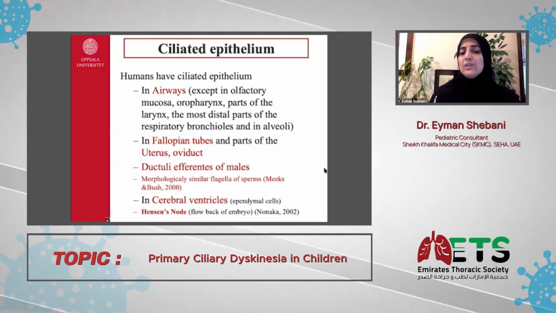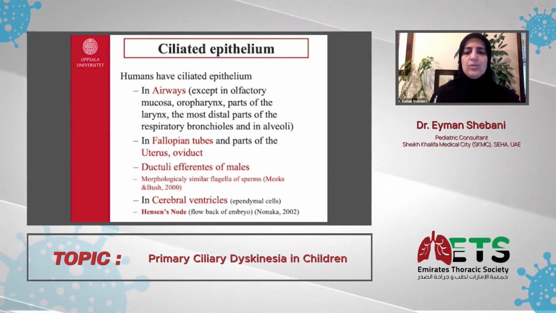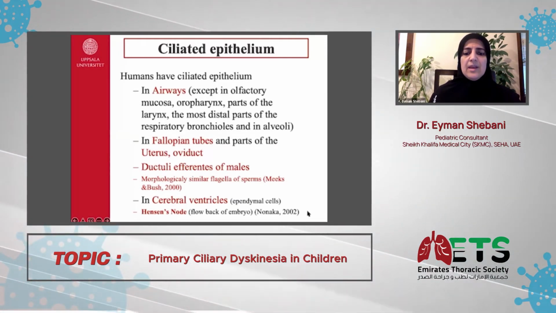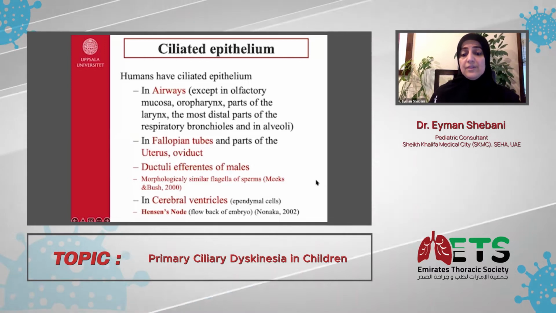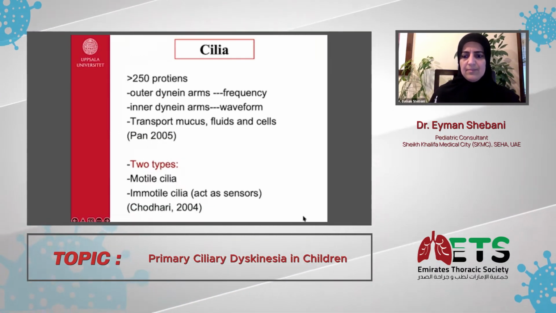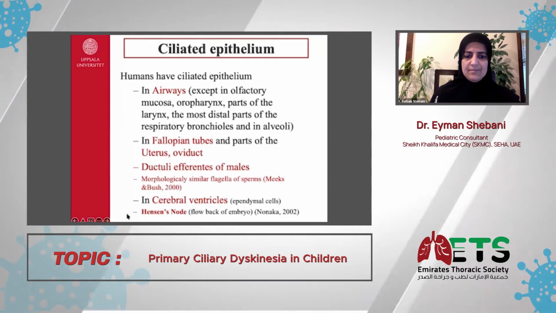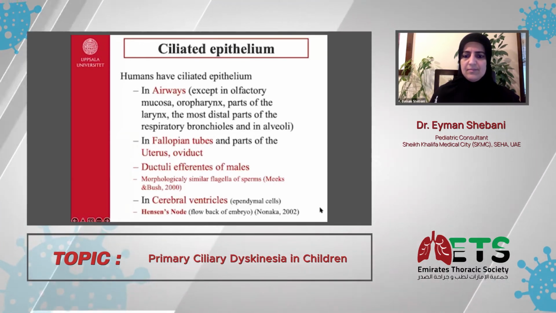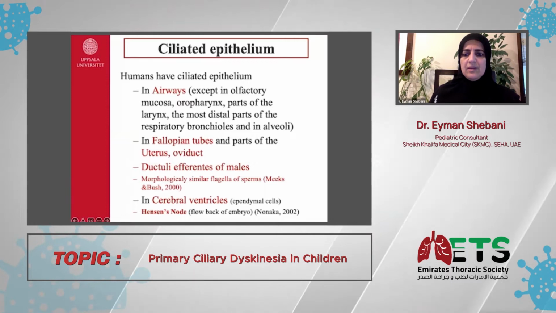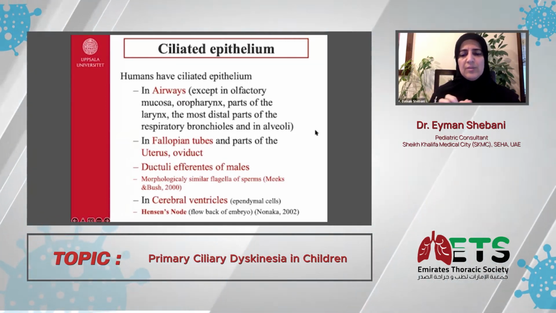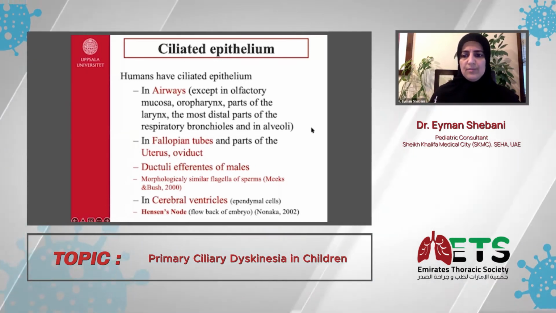We have them also in the fallopian tubes and parts of the uterus and oviduct. They're also found in the ductuli efferentes of males, and in the cerebral ventricles. And in the Hensen's node, which is responsible for the flow at the back of the embryo.